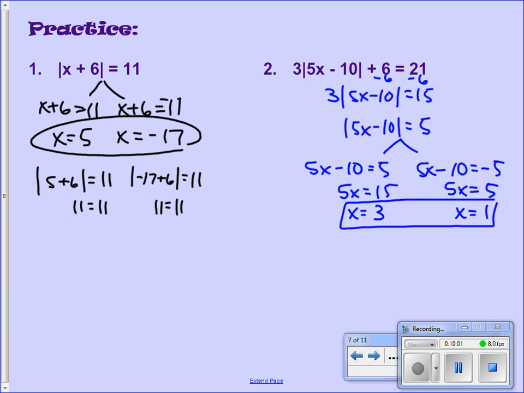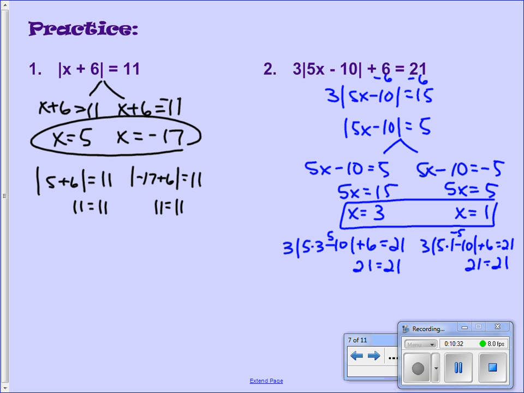Remember, we check in the original. 3, 5 times 3 minus 10 plus 6, or 3, 5 times 1 minus 10, plus 6 equals 21. So this would give me 15 minus 10 would be 5. There's 15 plus 6, 21. This would give me negative 5, but the absolute value of that would be positive 5 times 3, 15 plus 6, and those both check out.